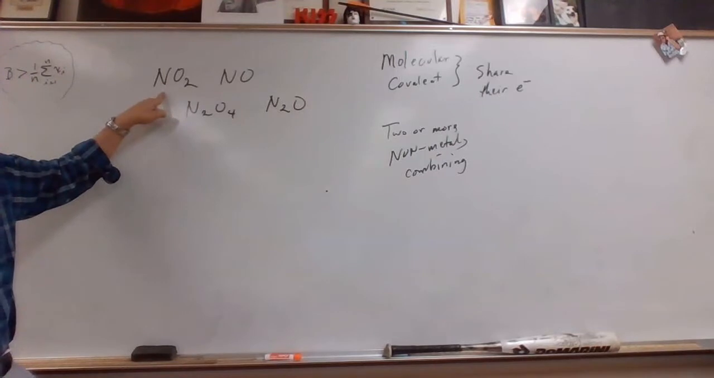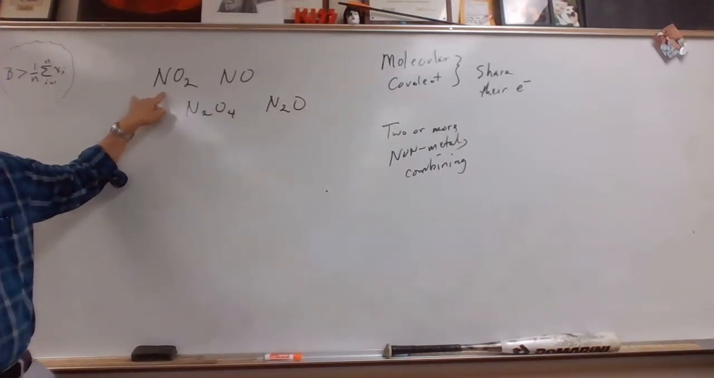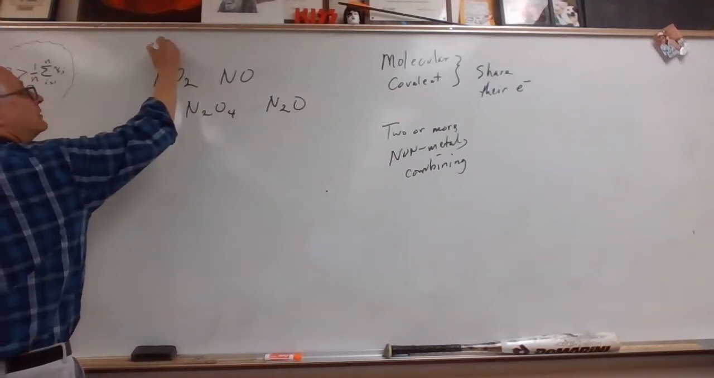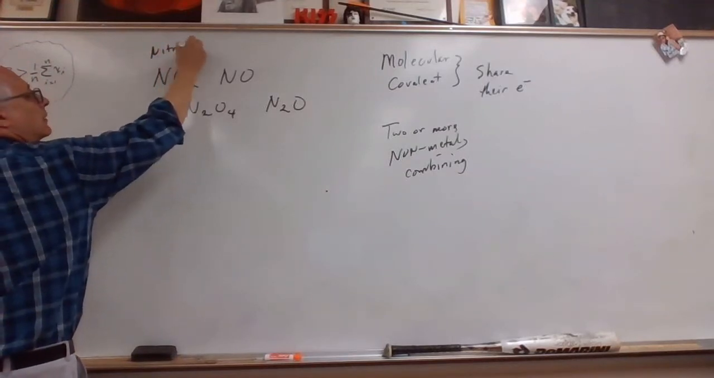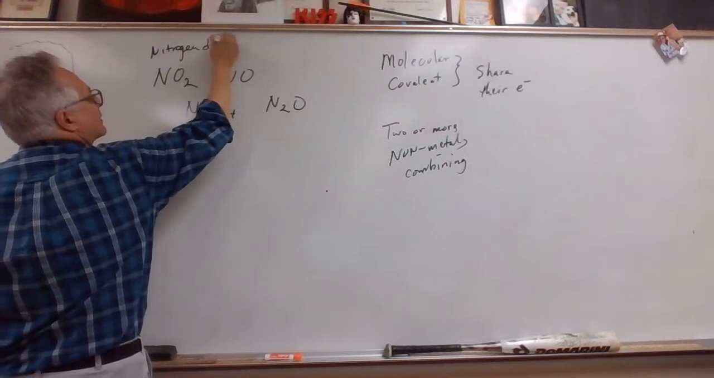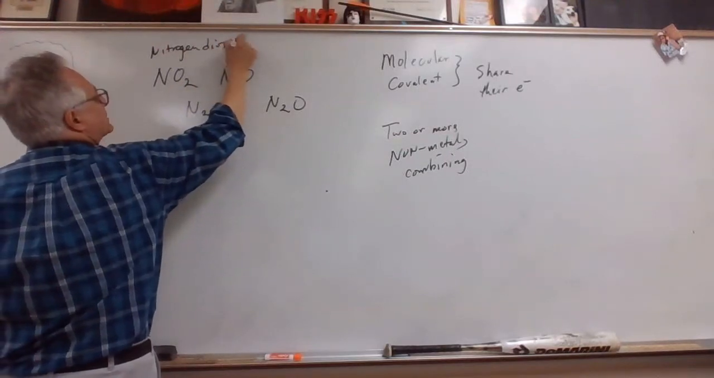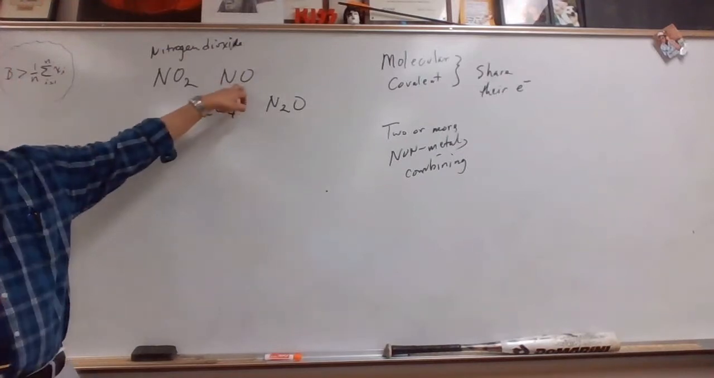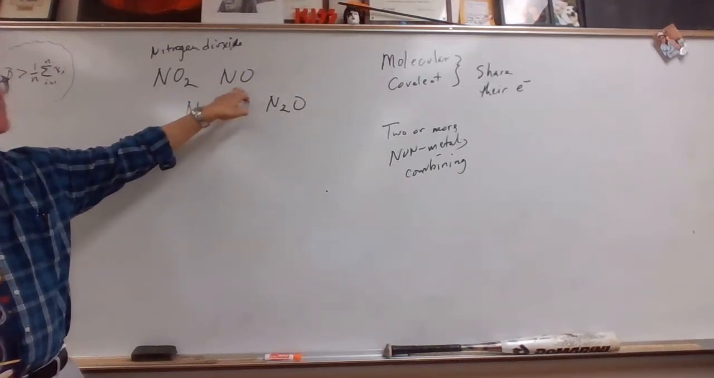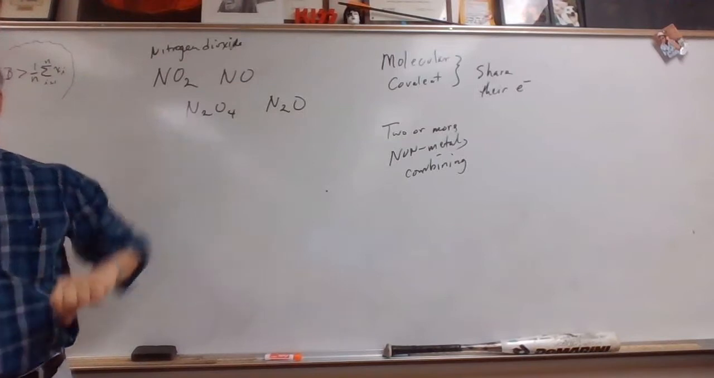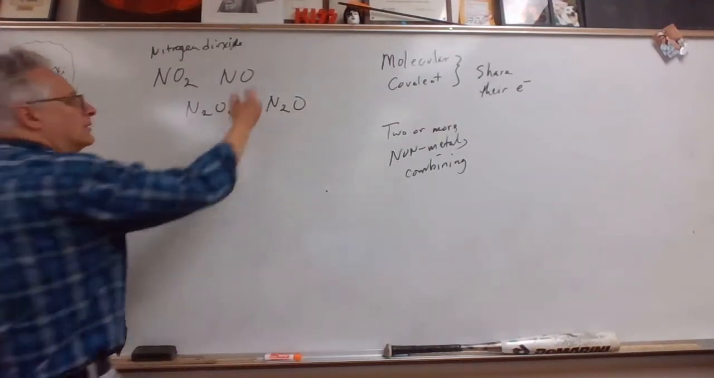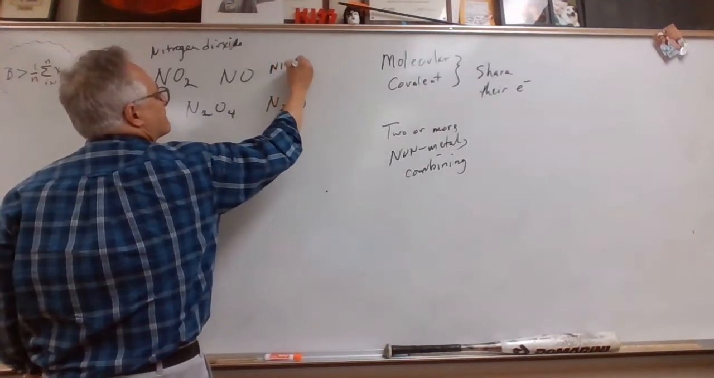So what do you think, Wyatt? What are we going to call this one? Nitrogen dioxide. Beautiful. This is nitrogen dioxide, a dioxide. Okay. And Maddie, how about this one up here? Monoxide, yeah. If that second element is only one, then we have to tell people. Nitrogen monoxide.